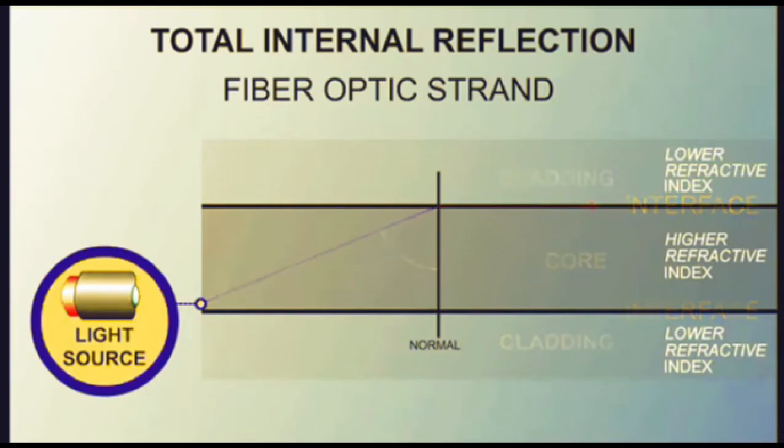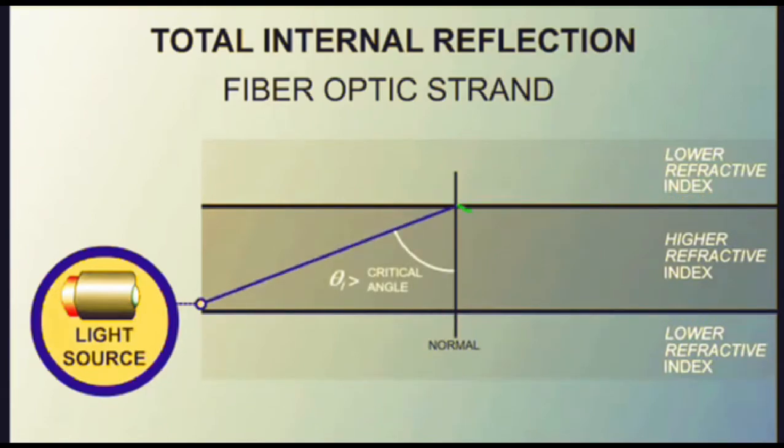If the striking angle, or angle of incidence, is greater than the critical angle, the light will be reflected with no refraction. This is known as total internal reflection.